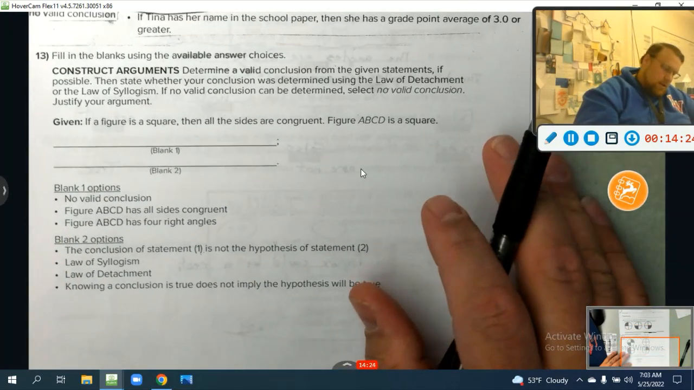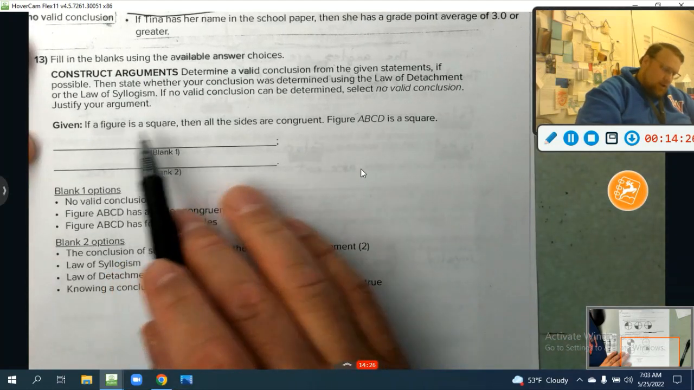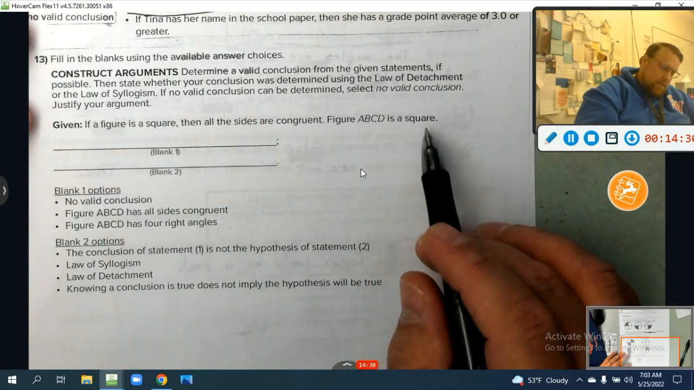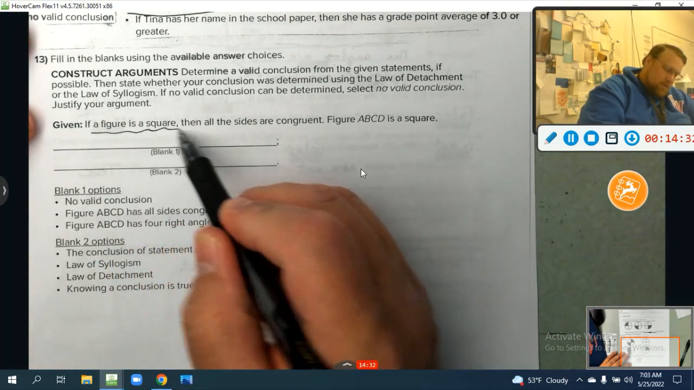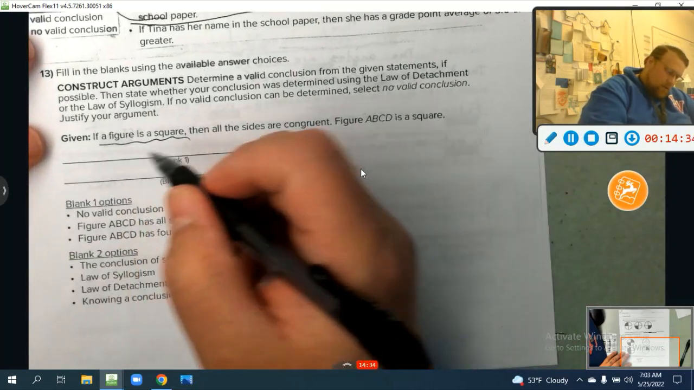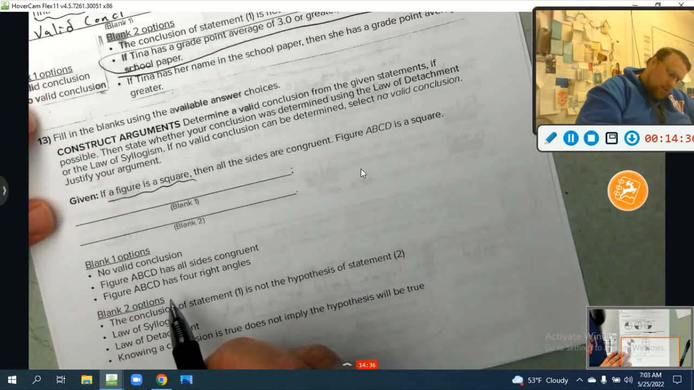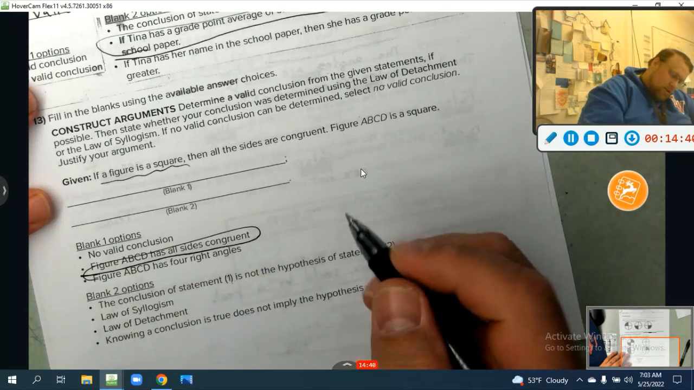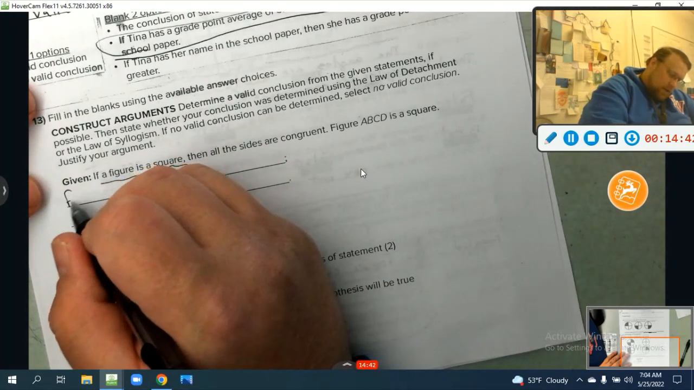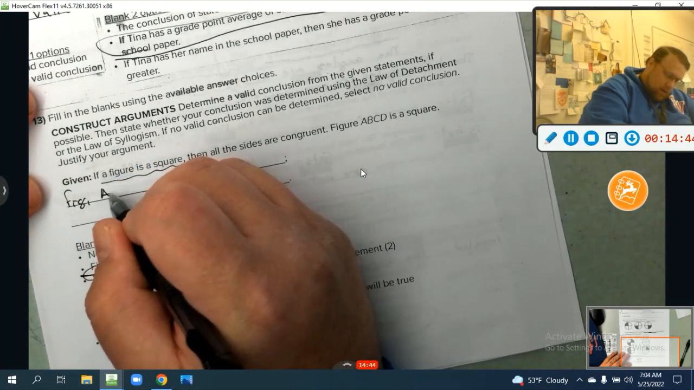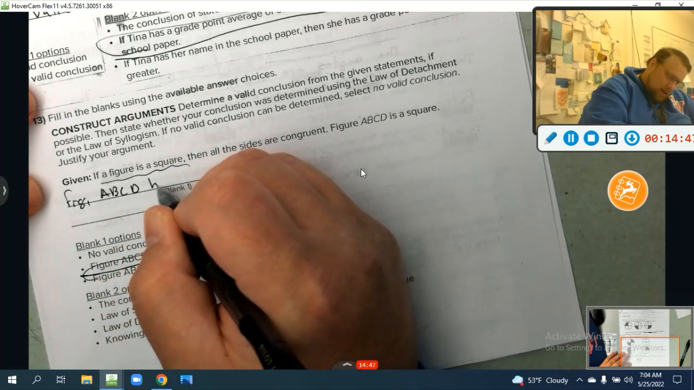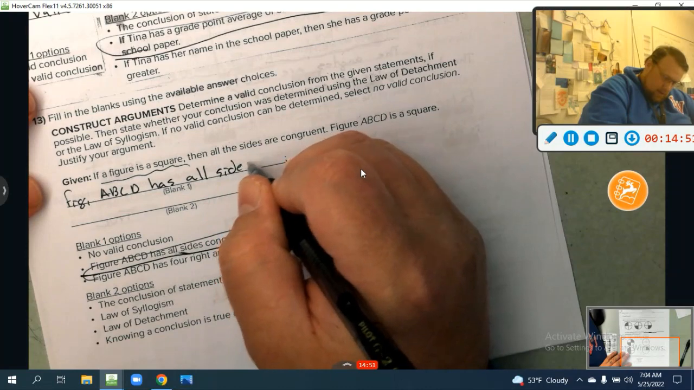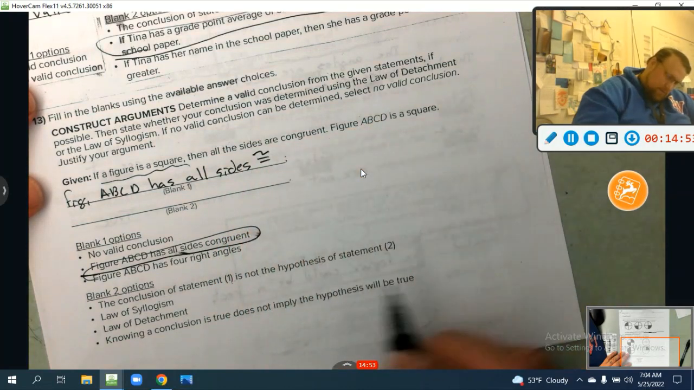Construction arguments. Okay, if a figure is a square, then all the sides are congruent. Figure ABCD is a square. Oops, said if it's a square. What do we know? First of all, the valid conclusion is figure ABCD has all sides congruent.